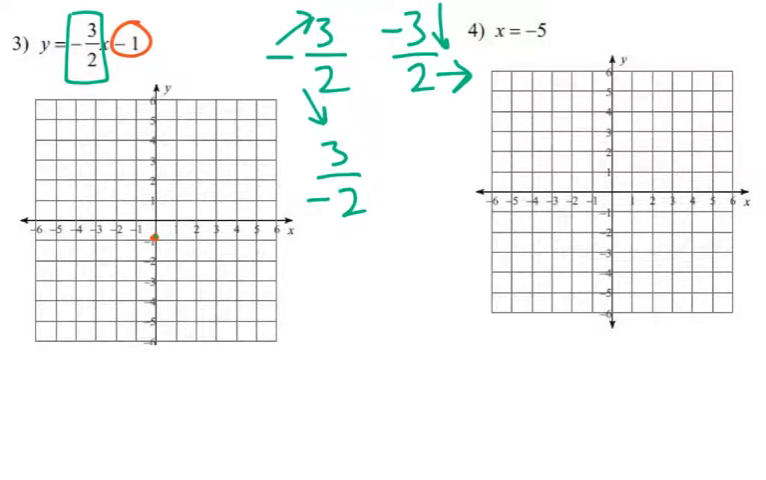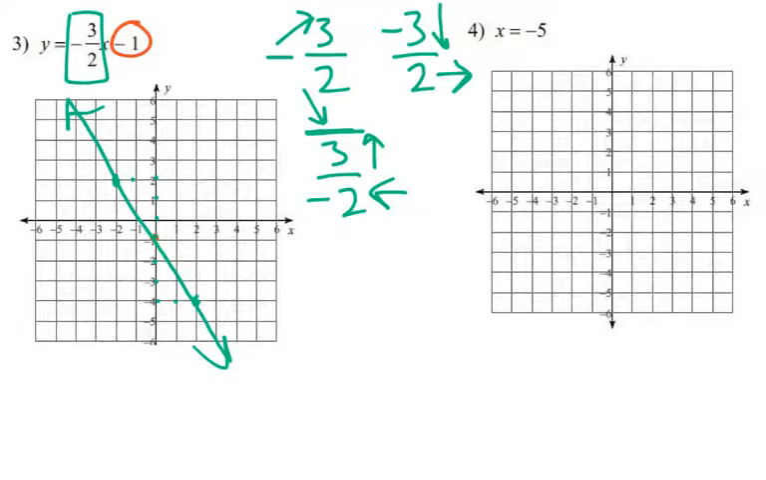So I'd go down 1, 2, 3, right 1, 2. Draw my next point. If I thought about it the other way, then I'd go up 3, but I'd go to the left 2 because it's a negative bottom. Up 3, 1, 2, 3, to the left 1, 2. Notice, that's still the same pattern, still giving me that line.